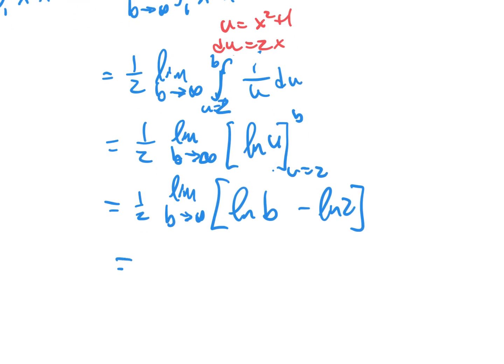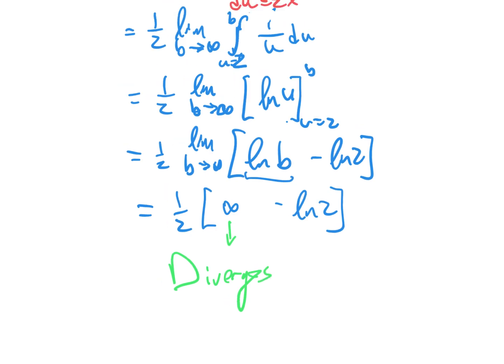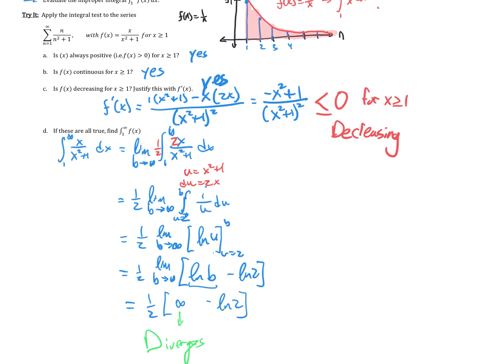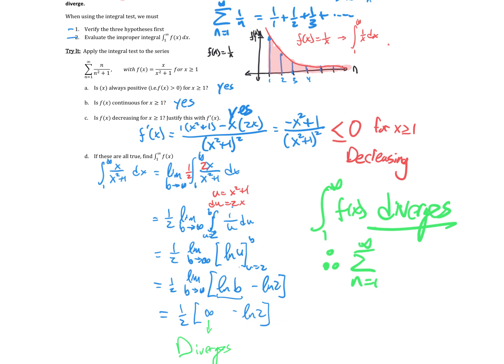Now, what happens here? Well, as b goes to infinity, the natural log of b is also going to infinity. And this is just the natural log of 2. So, does this converge? Nope. It diverges. So if the integral diverges, that means the series will also diverge. Okay? So the integral diverges, therefore the summation from 1 to infinity of n over n squared plus 1 also diverges.